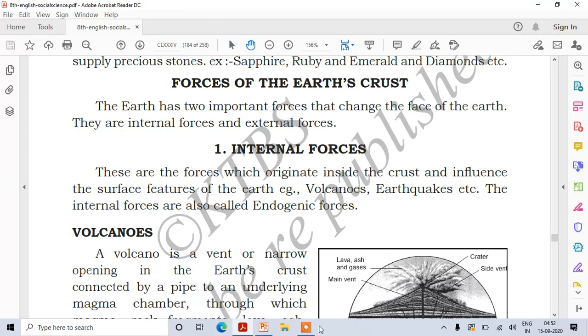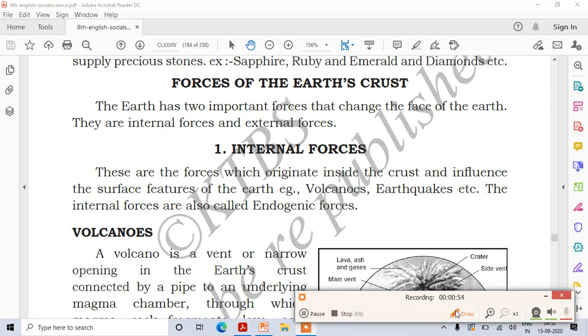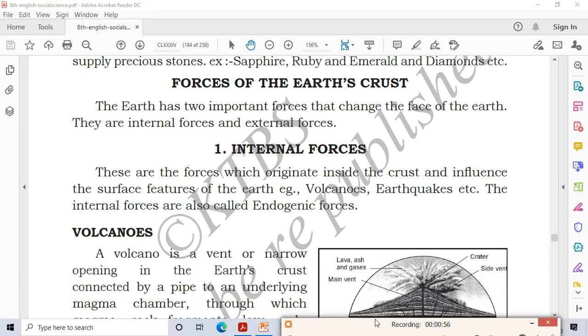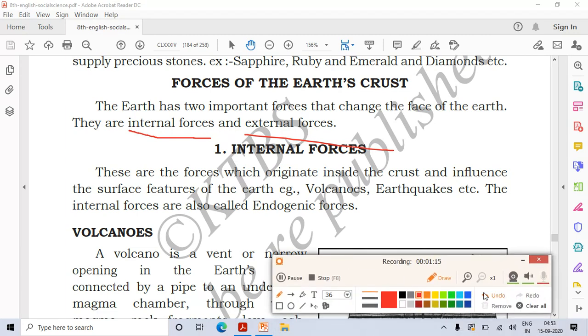So there are 2 types of forces which will affect the earth crust, and the names of the 2 forces are external forces and internal forces. From the word internal, you can understand that this force will act inside the earth, and external forces will be acting on the outer surface of the earth. External means outside, and internal forces will act inside. So first we'll start with internal forces.